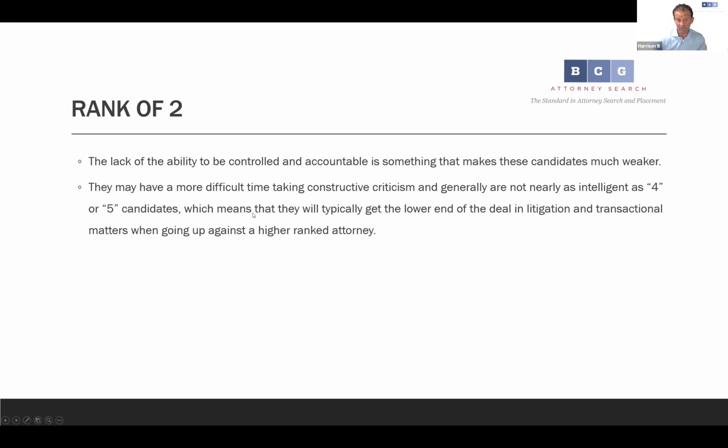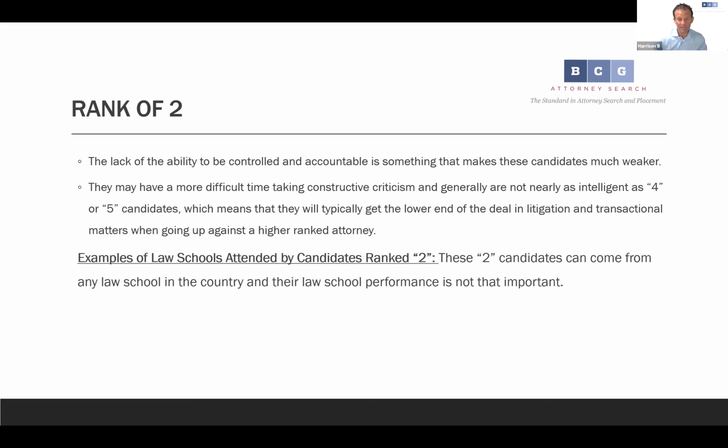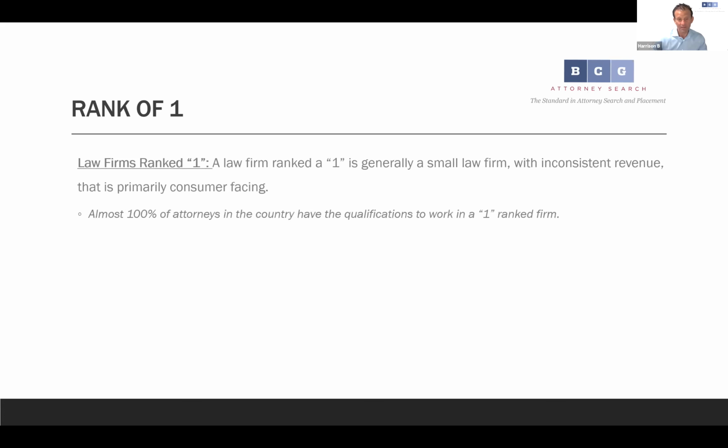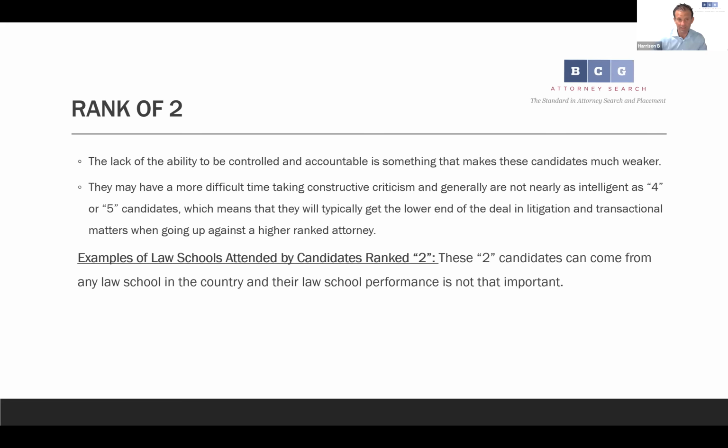They can be as smart as four or five candidates, by the way. Sometimes people just end up at two firms and are two candidates because they don't learn, but they typically will not work on as sophisticated transactions as a four or five attorney. These candidates can come from any law school around the country, and law school performance isn't necessarily that important. But again, I think most attorneys are two candidates. I place two candidates all the time. There's nothing wrong with being a two candidate, but the point is learning how to improve.